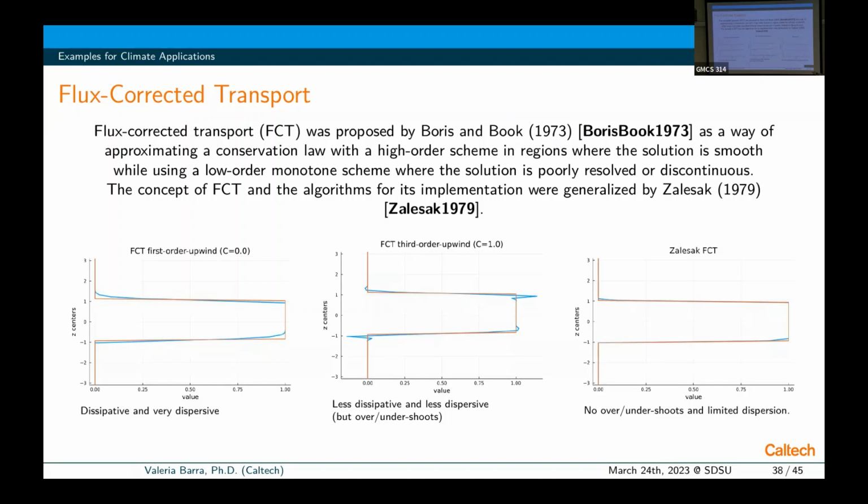So here is a nice example. On the leftmost panel, we have a first order upwinding of a square wave or pulse. The blue is the approximated solution, the red is the analytical solution. We see how the first order upwinding produces a pretty dispersive solution. So the wave has significantly shifted laterally. On the other hand, in the middle, we have third order upwinding, which produces these undesired overshoots and undershoots. So this is less dispersive, but it's also less dissipative. Zalesak is the one here on the rightmost panel, which uses this combination of first order and third order upwinding, significantly reduces the lateral dispersion and reduces or gets rid completely of those undershoots and overshoots.